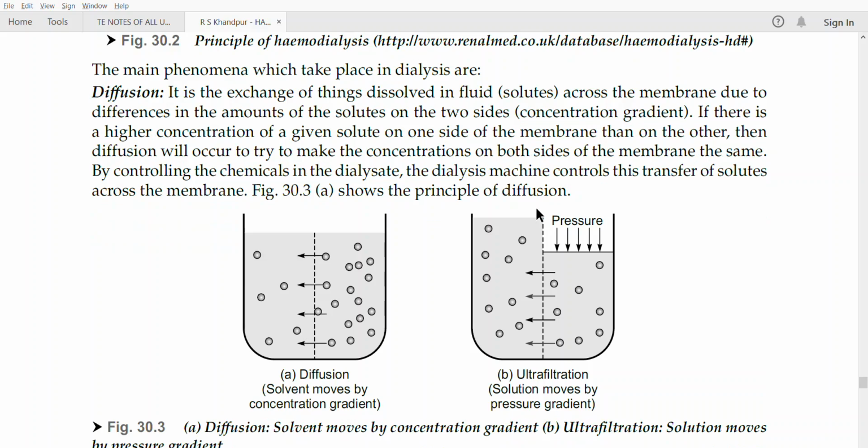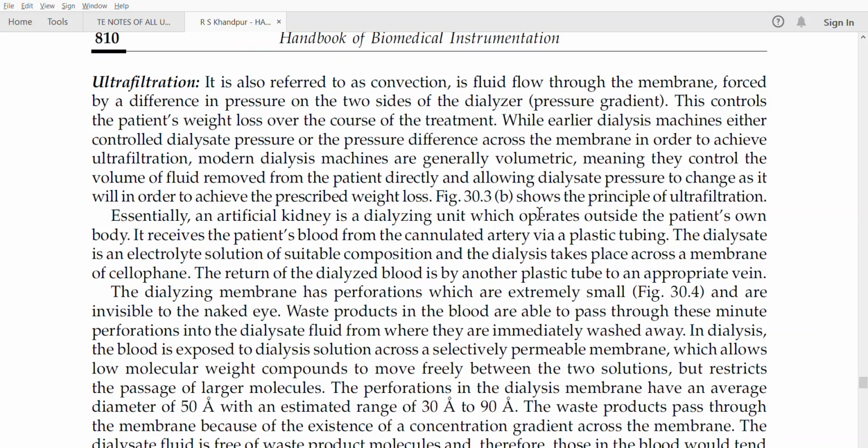Okay. So there is another technique called ultrafiltration. Ultrafiltration, also referred to as convection, is the fluid flow through the membrane forced by a difference in the pressure on two sides of the dialysis membrane. In the previous method it was the concentration gradient, but here it is a pressure gradient, a difference in pressure. This controls the patient's weight loss over the course of treatment.